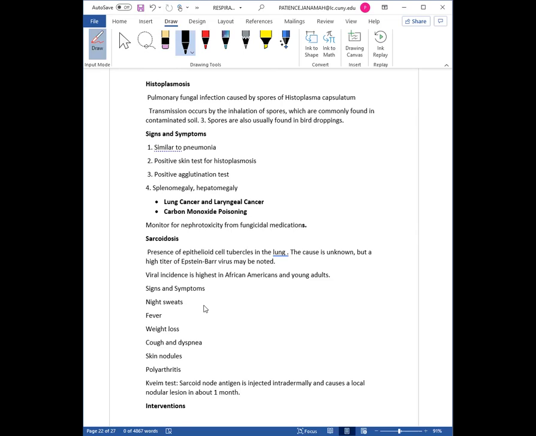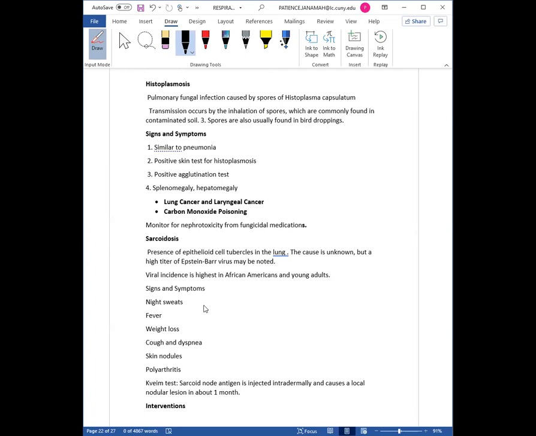Now, sarcoidosis. Sometimes a lot of students get confused if it's respiratory or musculoskeletal. This is a respiratory one. They have scoliosis and lordosis and all those things in skeletal deformation. But this one, sarcoidosis, is a respiratory problem. It is the presence of epithelioid cell tubercles in the lungs. So when there are epithelioid cell tubercles in the lungs, that's sarcoidosis.